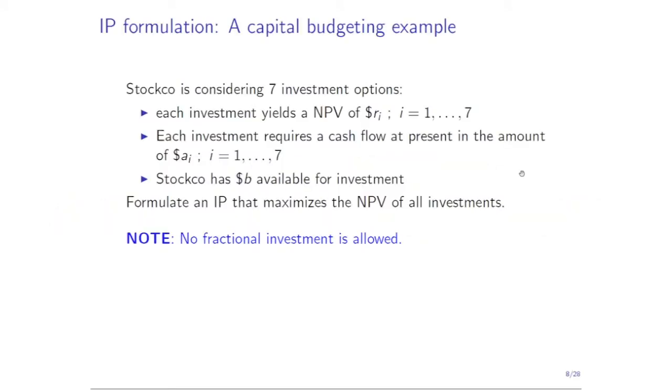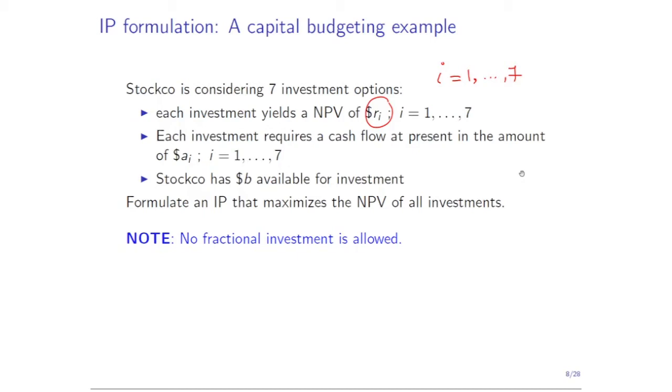A company is considering 7 investment options. Let's say investment option i, where i is from 1 to 7. If the company invests in project i, it will get a revenue equal to R_i dollars. You can think of these investment options like, I don't know, building residential buildings and renting them out. So we know the revenue if the company invests in project i.